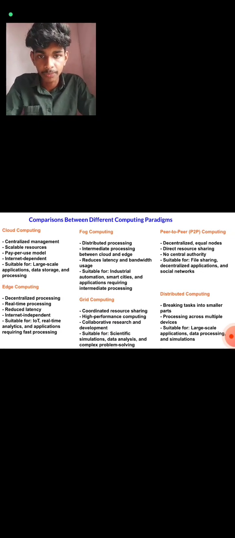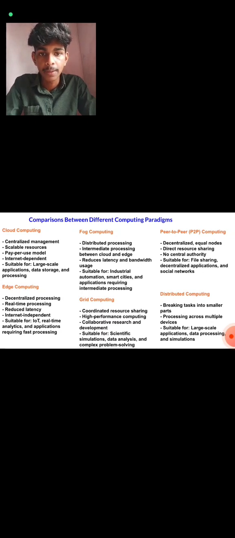Grid computing: coordinated resource sharing, high performance computing, collaborative research and development, suitable for scientific simulations and data analytics. Now P2P computing: decentralized and having equal rights to the data, direct resource sharing, no central authority, suitable for file sharing, decentralized applications and social networks.